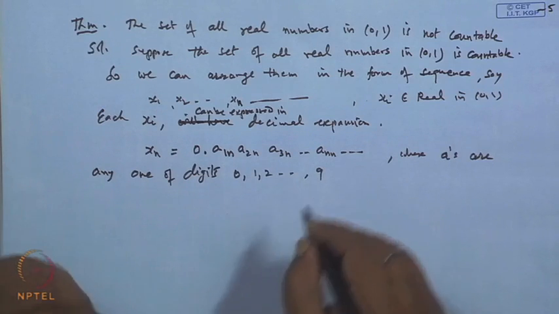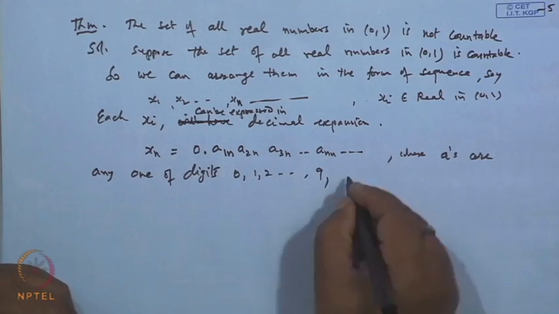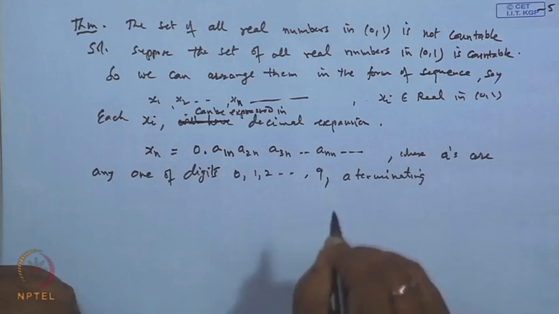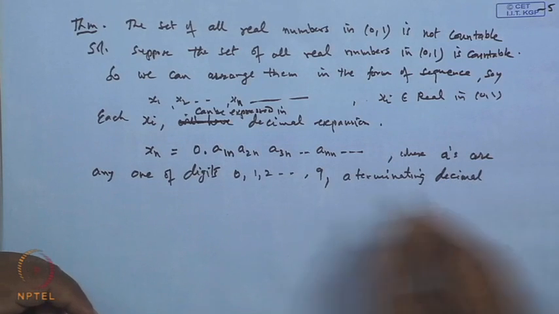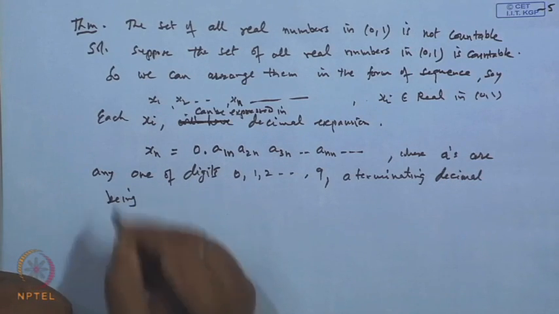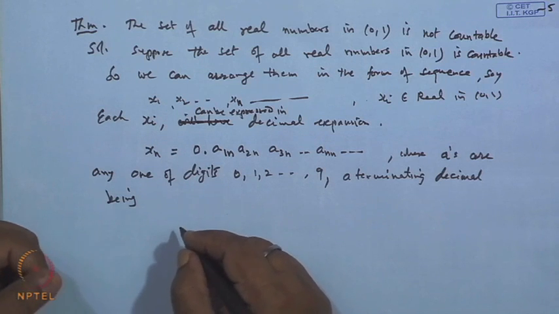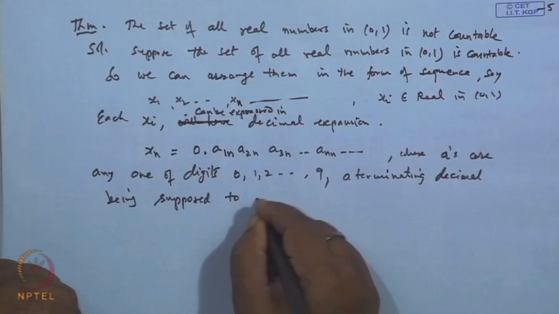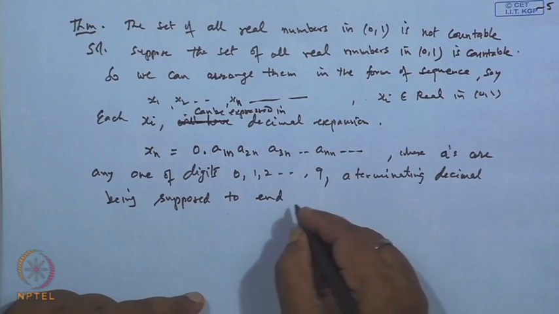We assume a terminating decimal is supposed to end with a continuation of zeros.